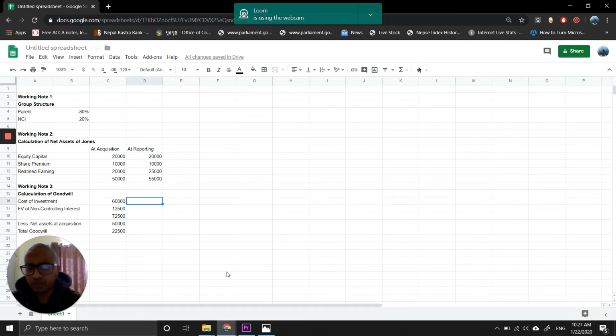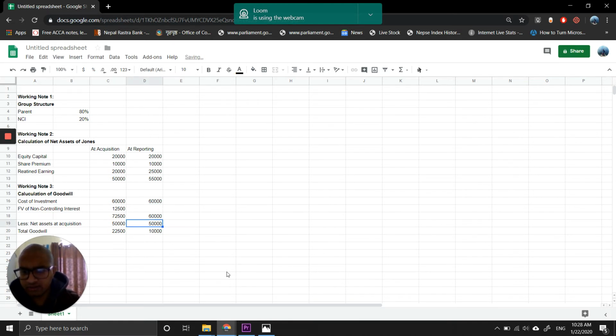Okay, so suppose we are doing this same particular thing using the other method. I will copy and paste it, or Control Z, Control V. So when you're doing it, your net assets would be the same, right?